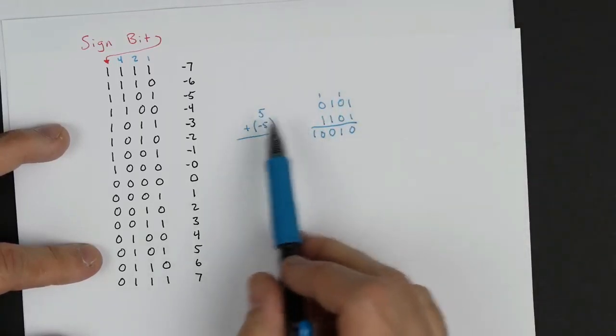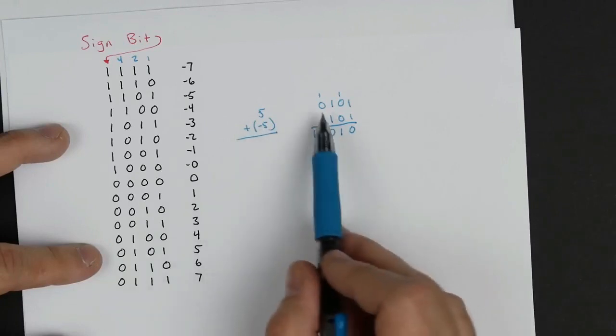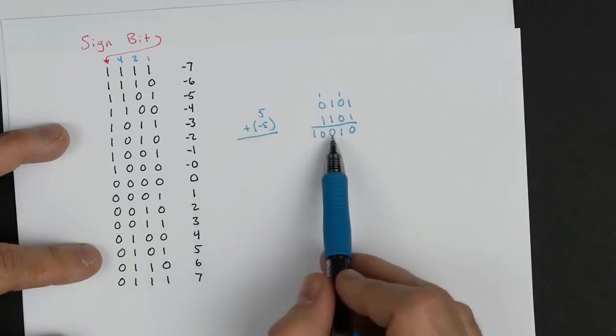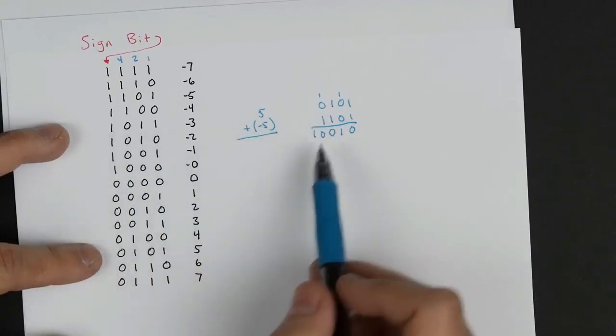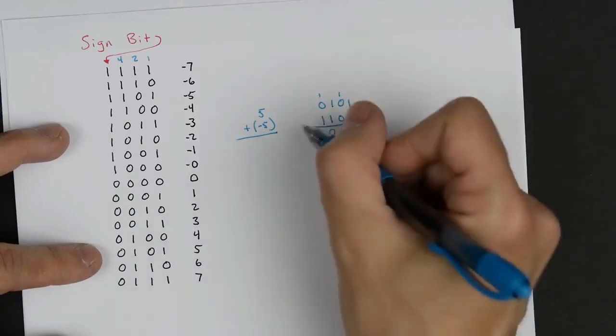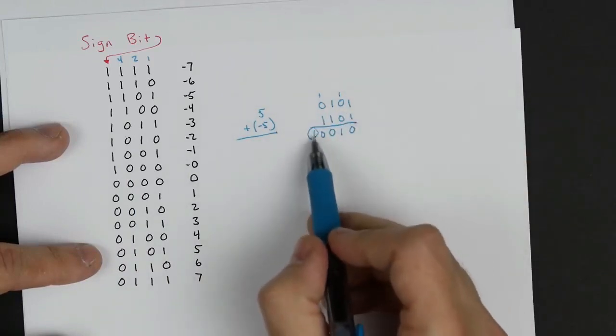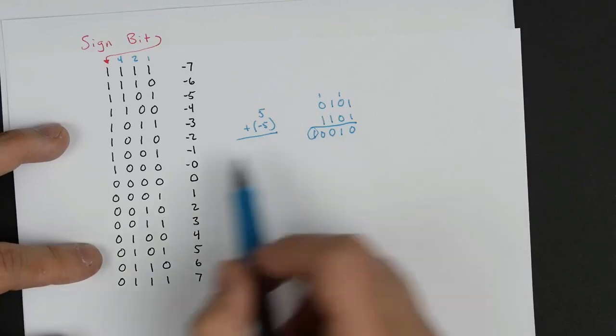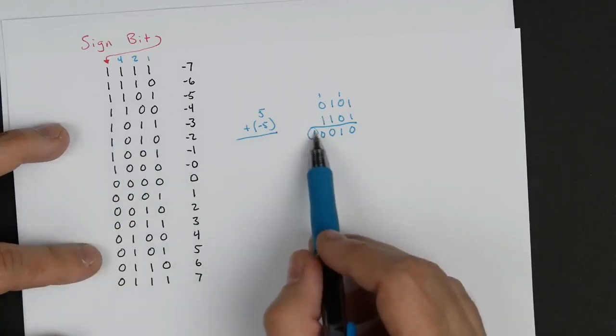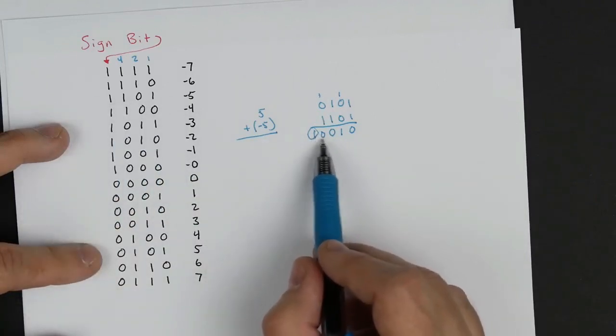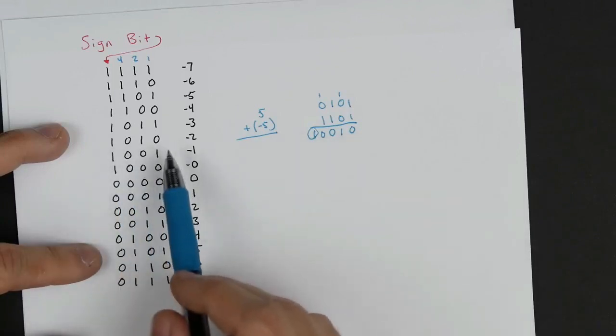So in this case, what we're seeing is 5 plus a negative 5 is not 0, it's 0, 0, 1, 0, and we have a carry. So we have a carry coming out of this last bit that, if we're working with 4 bits, we're going to ignore. And so we have 0, 0, 1, 0, which is 2.